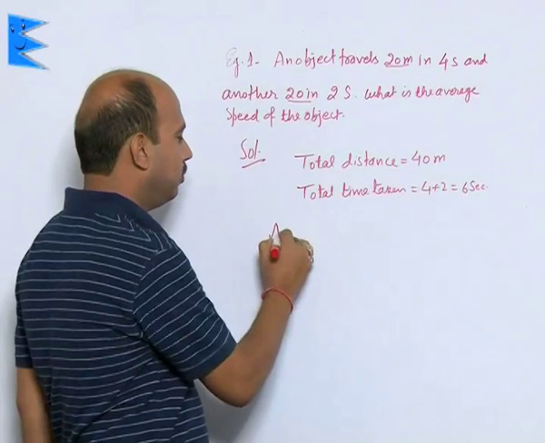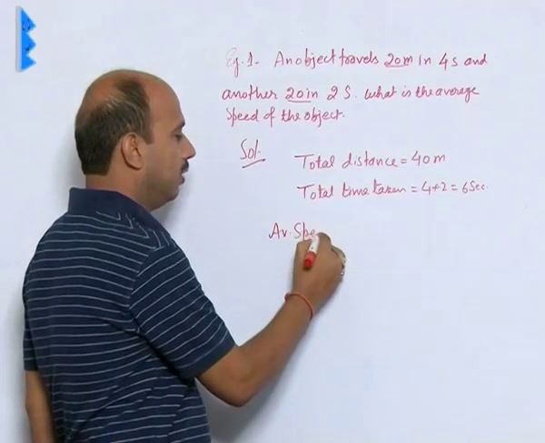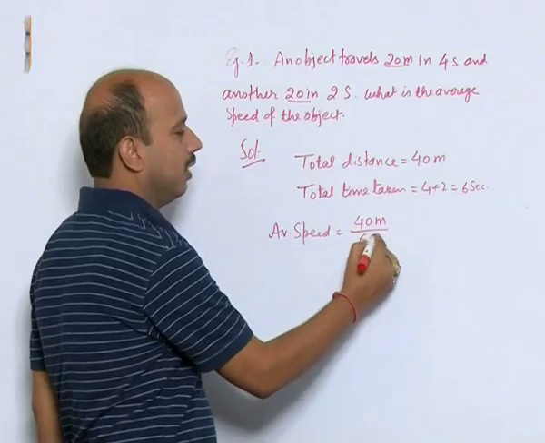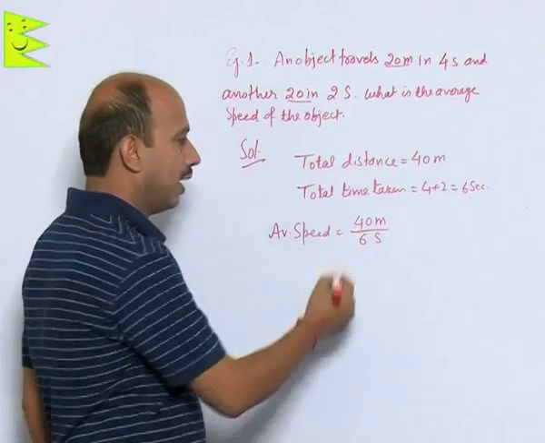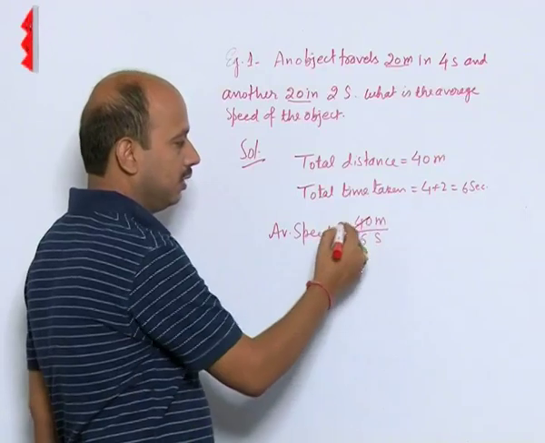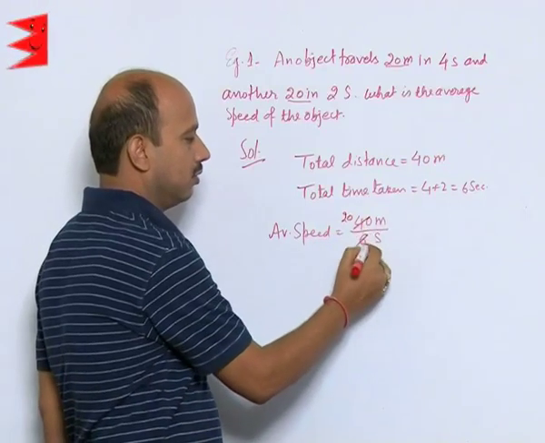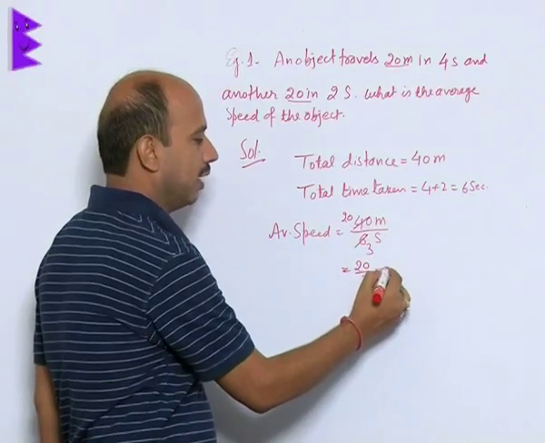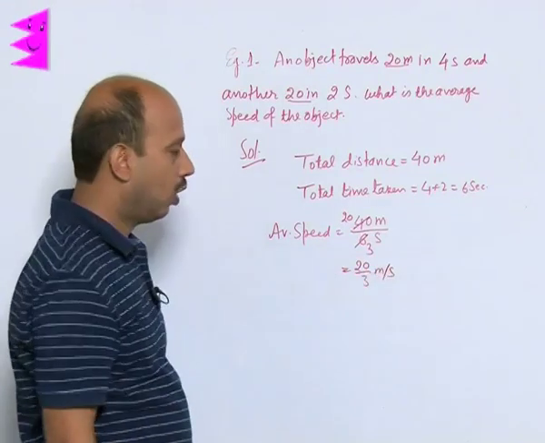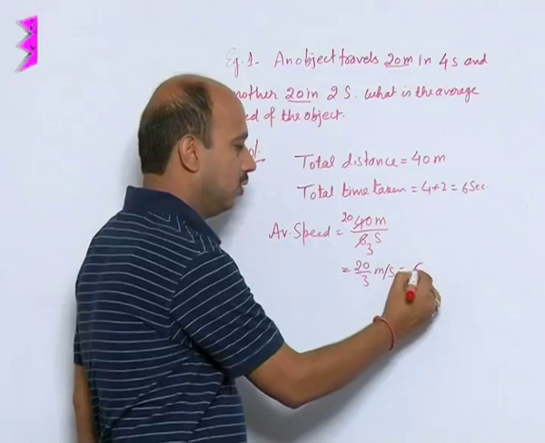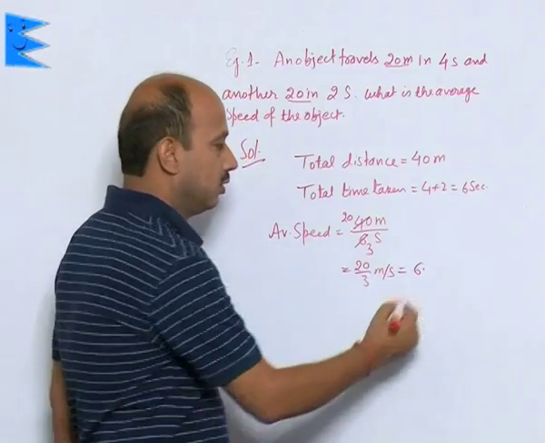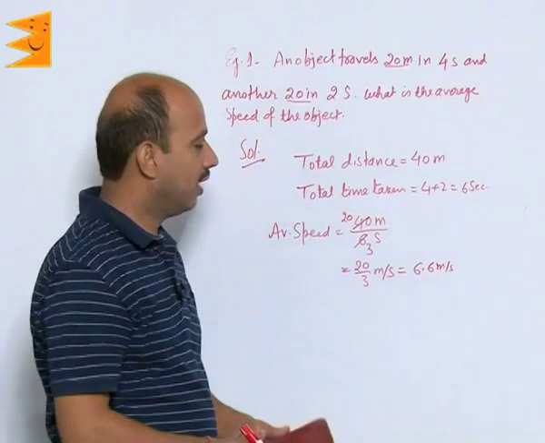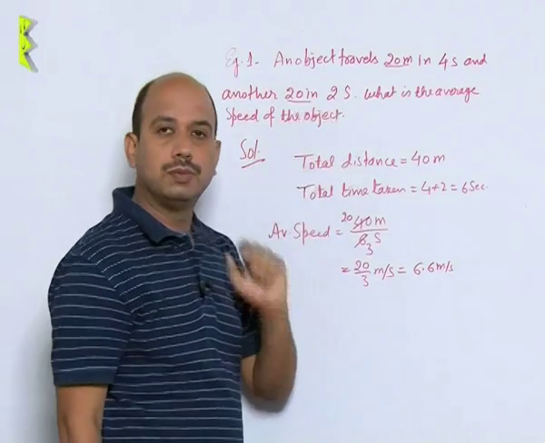Now, what is average speed? Average speed is equal to 40 meter divided by 6 seconds. We can cancel it here. Simply this is 20 and this is 3. So, 20 upon 3 meter per second. You can also write 6.6 meter per second. So, this is the average speed of the object.